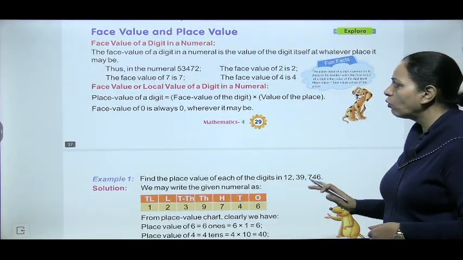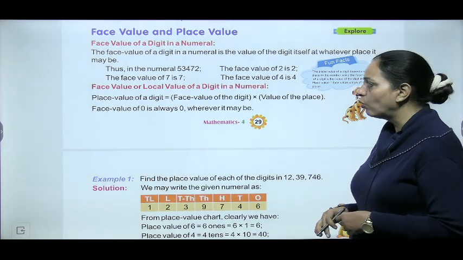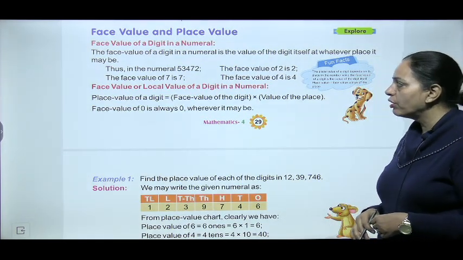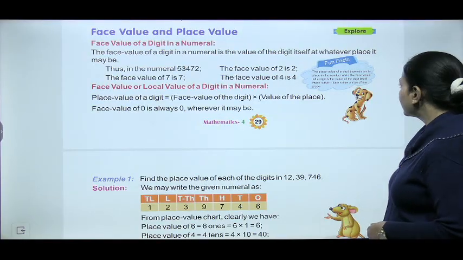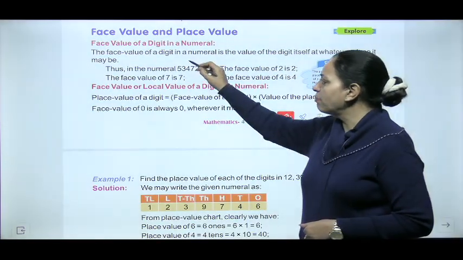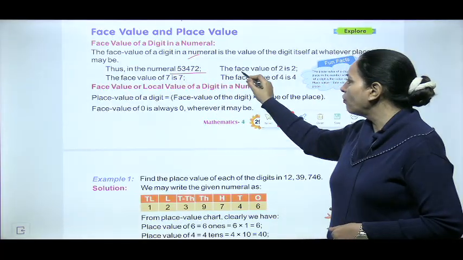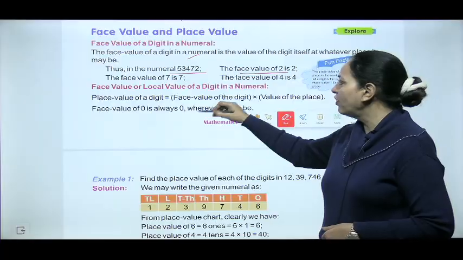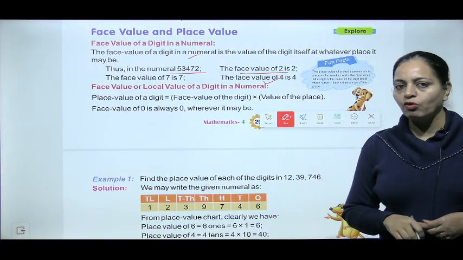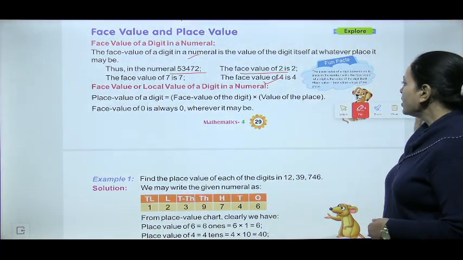Now we are talking about face value and place value. Face value of a digit in a numeral. The face value of a digit in a numeral is the value of the digit itself, whatever place it may be. See, in this numeral, the face value of 2 is 2. The face value of 7 is 7. The face value of 4 is 4. Okay.